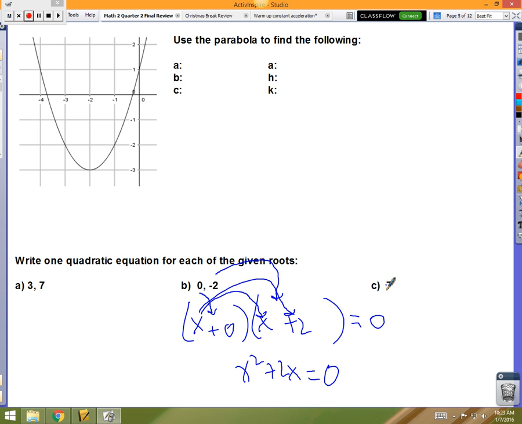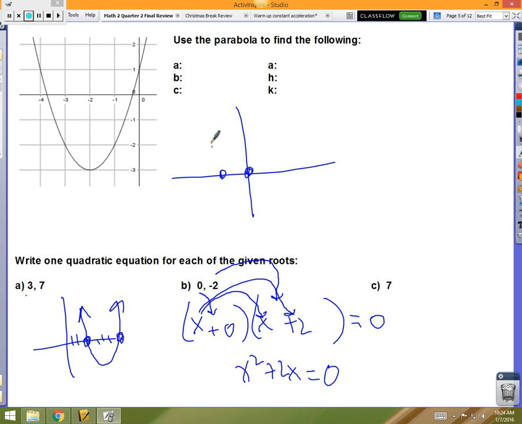Okay, C. So look at A. Your zeros are at 3 and 7. So 1, 2, 3. There's a 0. 4, 5, 6, 7. There's a 0. Your parabola looks like this. B, 0 and a minus 2. So there's 0. Here's a minus 2. Your parabola looks like this. C is a little different. C over here at 7, your parabola is going to look like this.